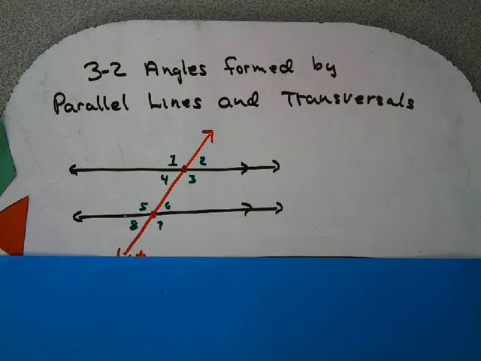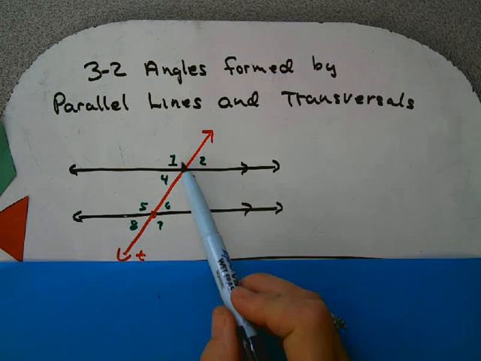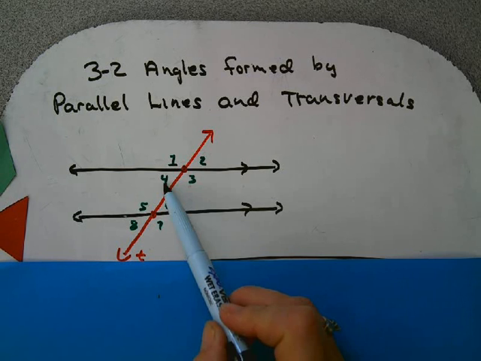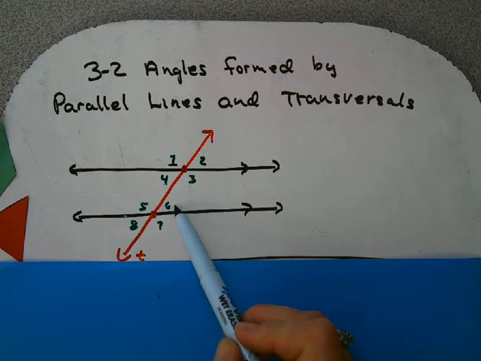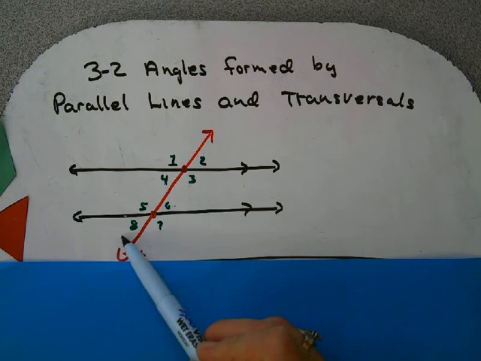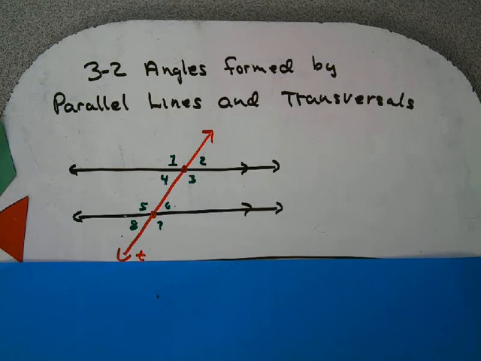Now, first thing I'd like you to notice here is we have 8 angles. There's 1, 2, 3, 4, 5, 6, 7, and 8. So 8 angles. Notice 4 of them are acute, 4 of them are obtuse. That will always be the case unless the transversal is perpendicular. So looking at this, the first thing we want to talk about is corresponding angles.